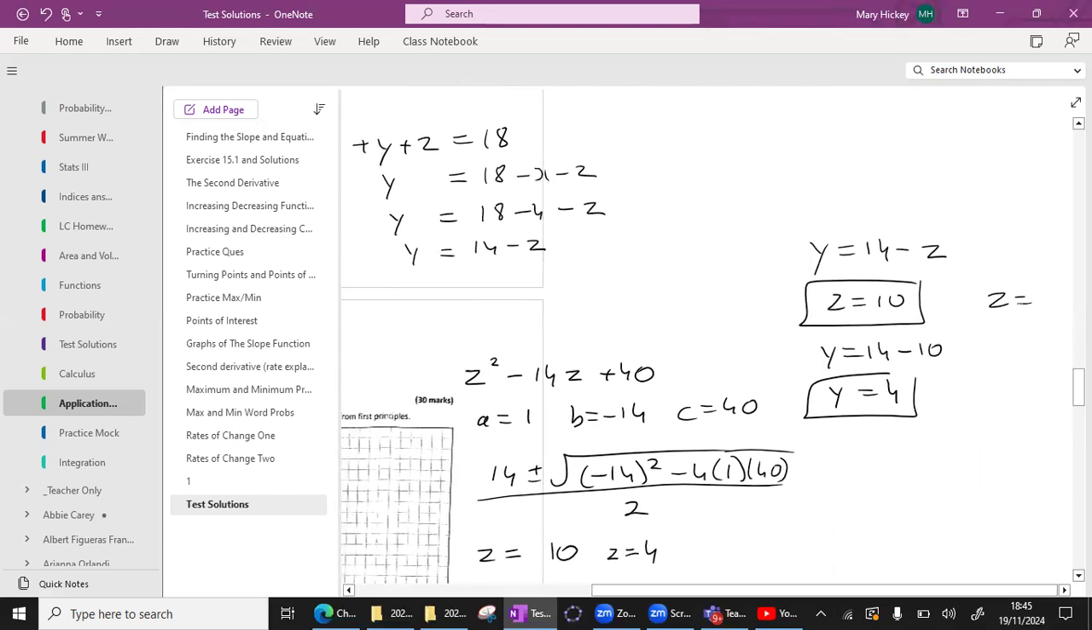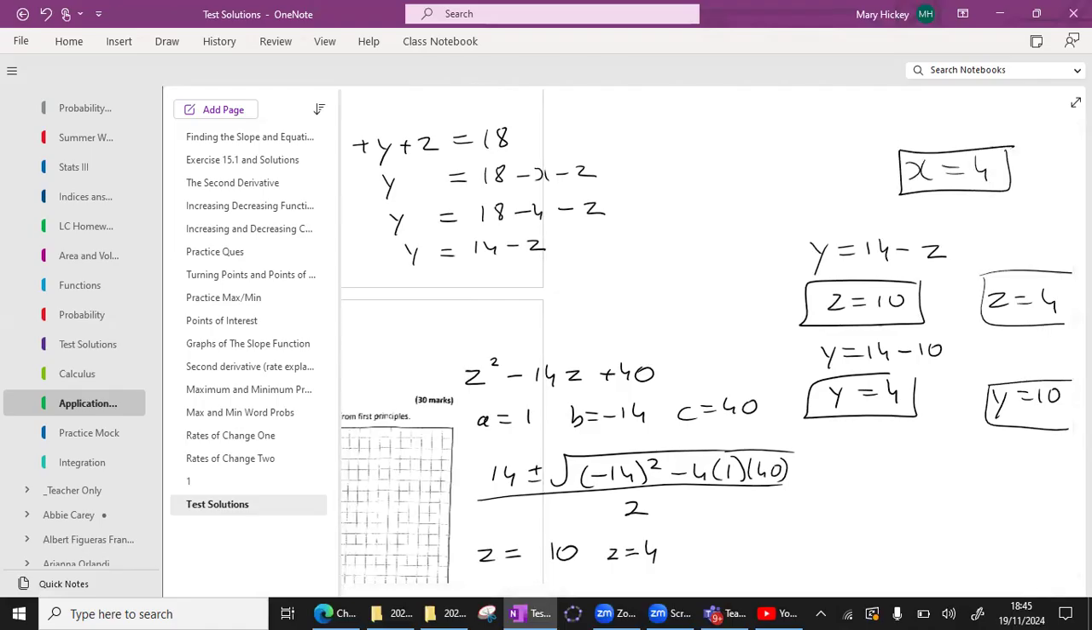And when z is 4, well, y is going to be 10, then it's going to be the other way around. So maximum volume of the box, you have to have x is 4. And after that, you can have a combination of 4, 10, and 4, or 10, 4, and 4. So we did end up actually having two sides that were the same. So that was 10 marks.